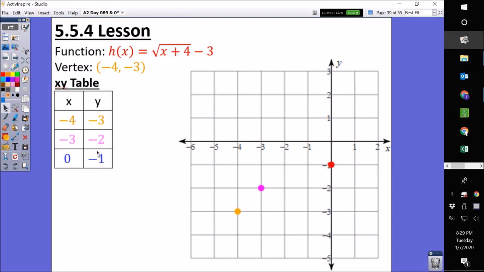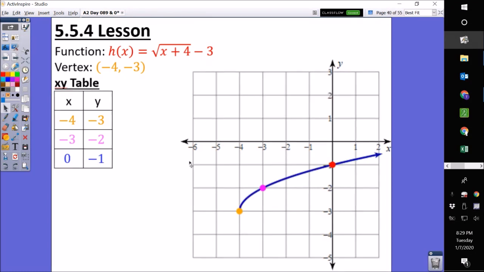Once these 3 corner points are plotted, what you're going to do is start at the vertex, follow through to the second point, and then follow through to the last point. When you do that, your graph is going to look like this. So this is what a typical square root graph looks like.